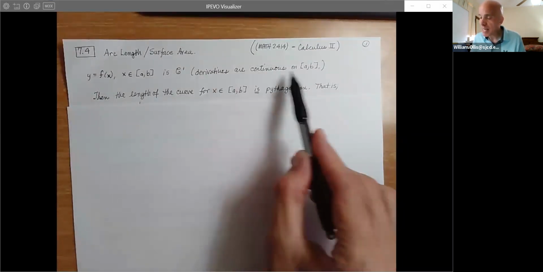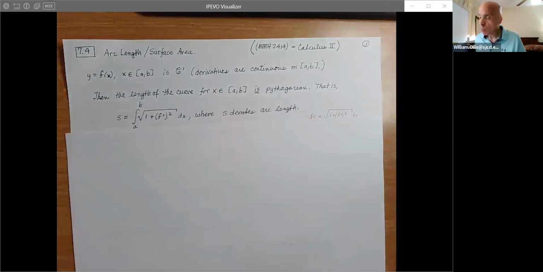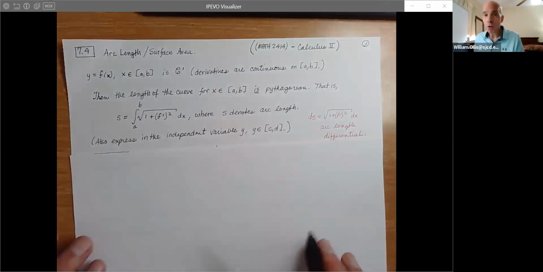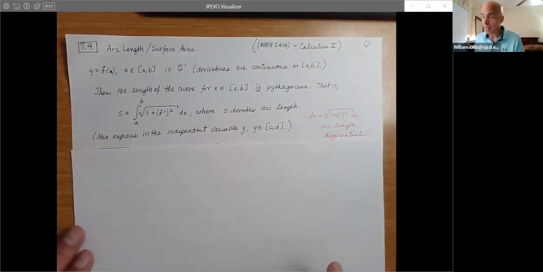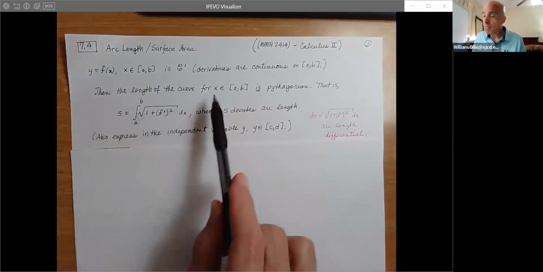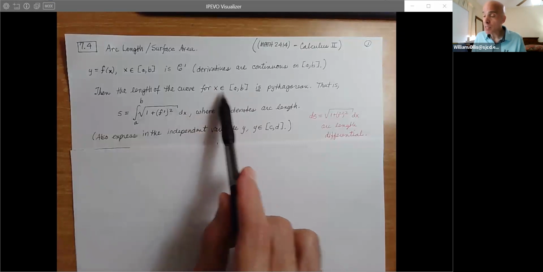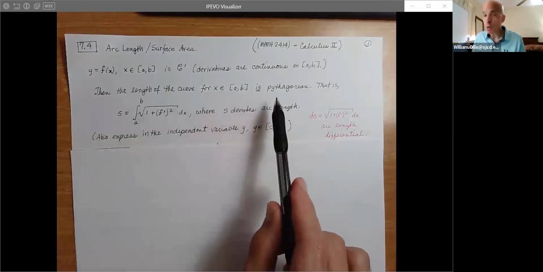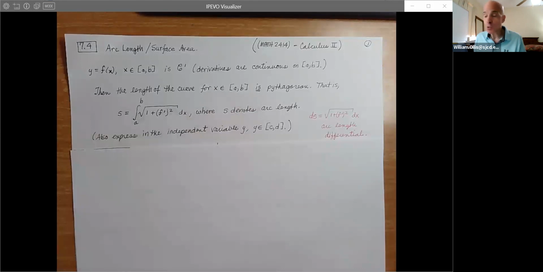So we need this. Now, when we talk about length of a curve, that becomes a calculus statement. For instance, the length of a curve where x runs from a to b is going to be Pythagorean in the sense that we're going to use the Pythagorean theorem to approximate tiny subinterval lengths, just like we do in a Riemann sum.